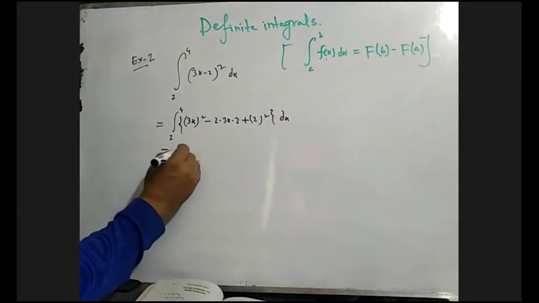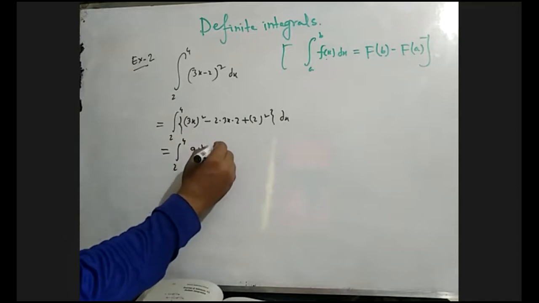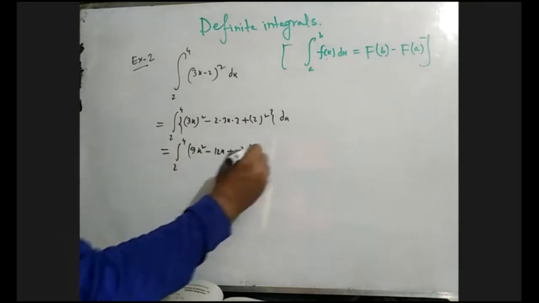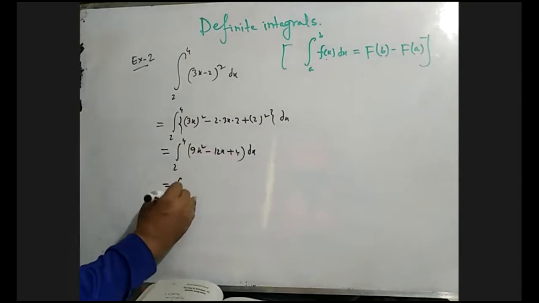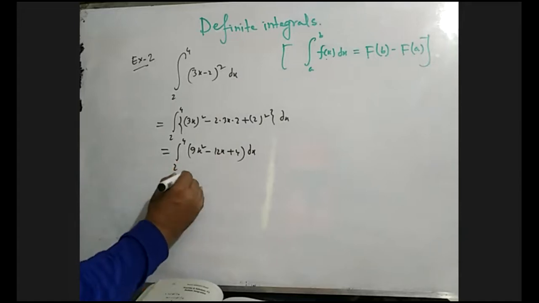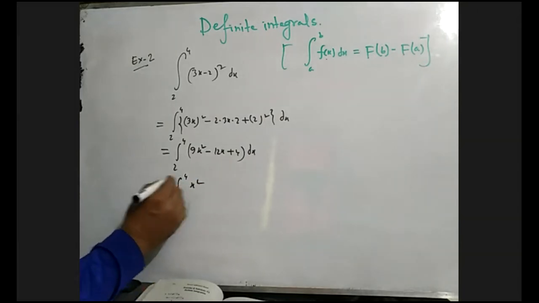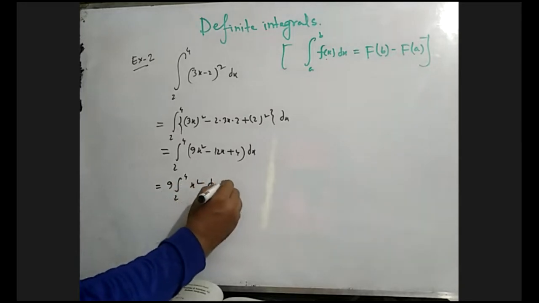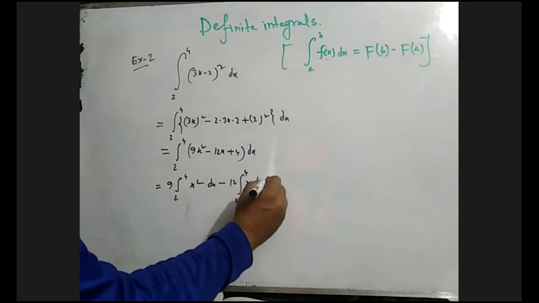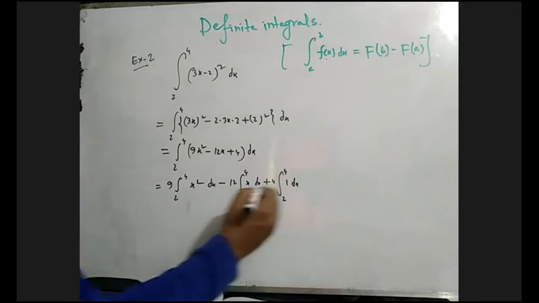dx. Then we get, from 2 to 4, 9x square minus 12x plus 4. Now using the sum rule, integral from 2 to 4 of 9x square, then the constant multiple rule, minus 12 integral from 2 to 4 of x dx plus 4 into 1, integral from 2 to 4 of dx.